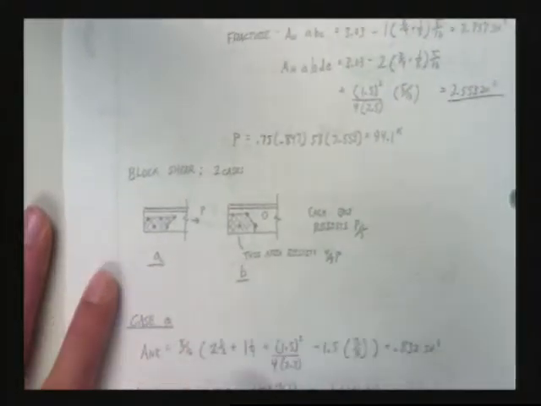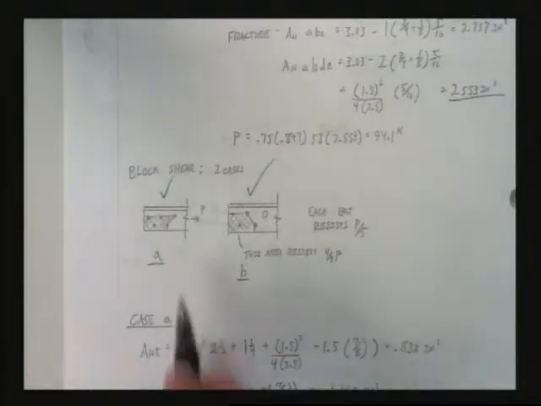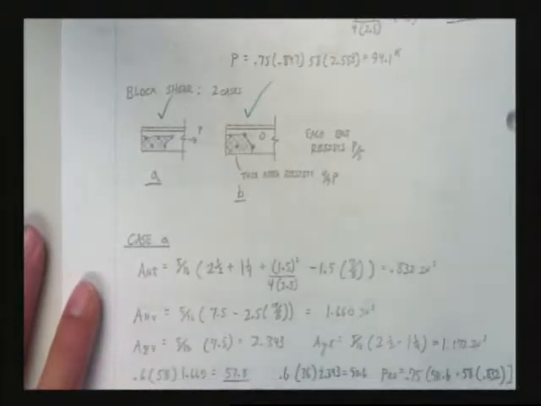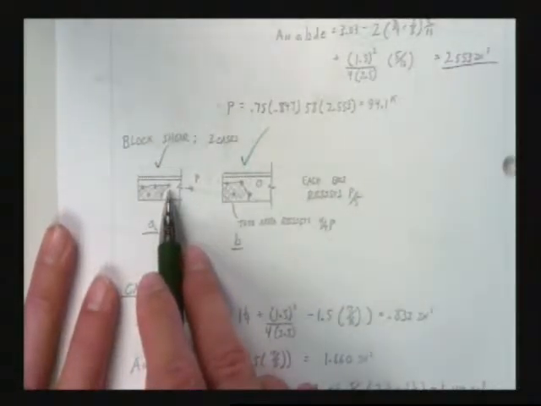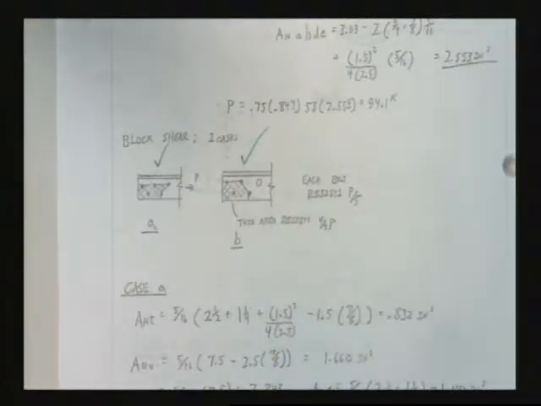Okay? So I draw 2 failure cases. You are going to be expected to draw the failure case for every single calculation you do in this class, especially when it comes to connections. So I draw failure case A, and I call it case A. I've labeled it clearly. I calculate my ANT, my ANV, my AGV, and how do you handle a diagonal here? Well, believe it or not, if you look in the code, there is no guidance for block shear calculations for ANT on a diagonal. No guidance at all.